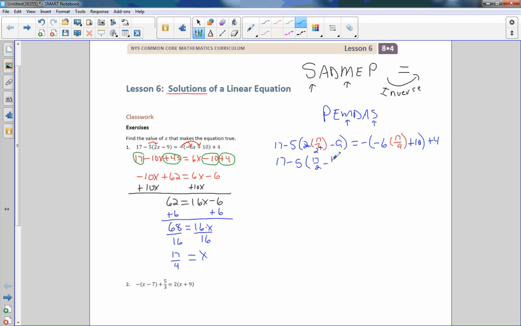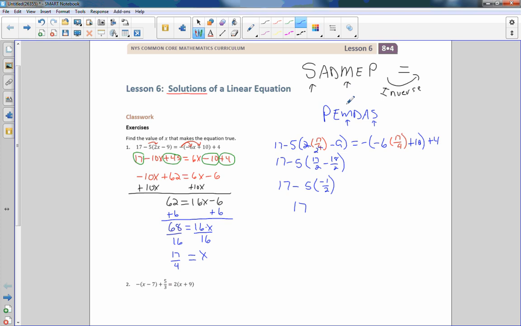But 9 would be 18 over 2. Okay? And I'm just going to finish one side first. So I'm going to have 17 minus 5, parentheses. 17 halves minus 18 halves is negative 1 half. And then I get 17, and now I have to multiply before I subtract.